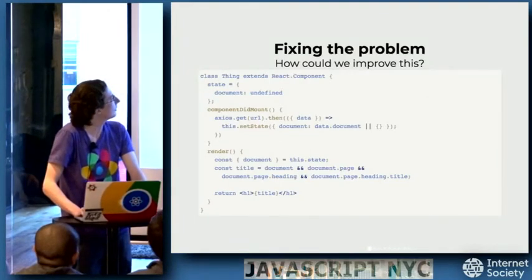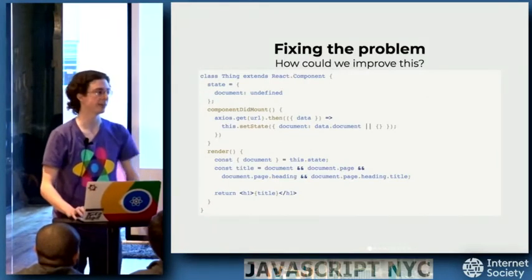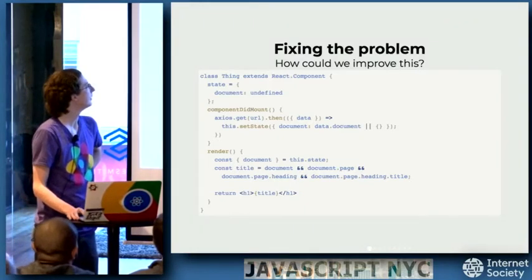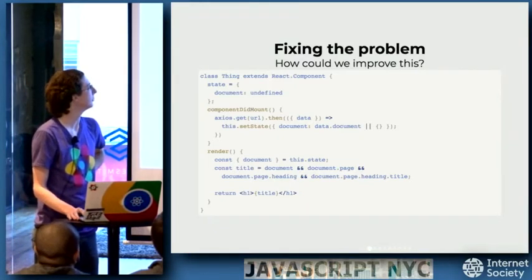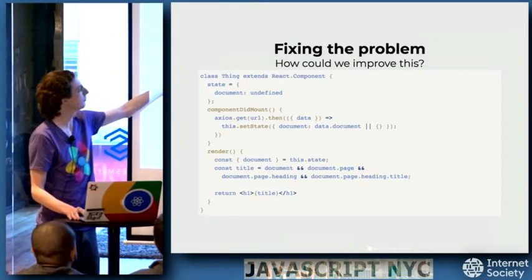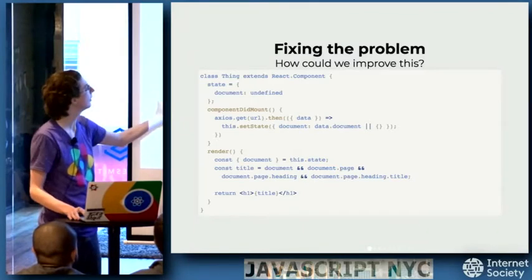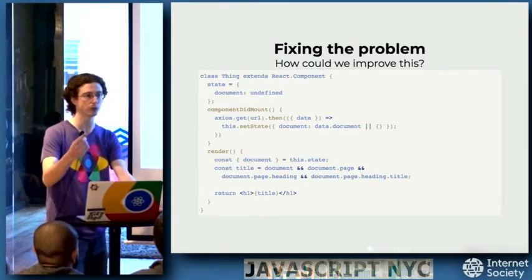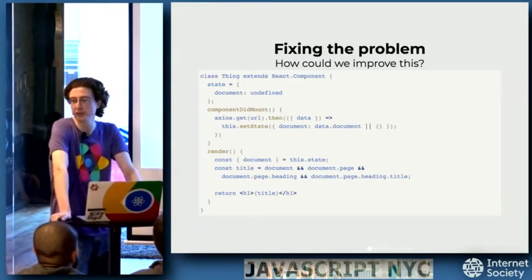So, bringing up a specific code example of fixing these problems. Here we have a pretty simple React component that makes an API request on component mount and renders a title. It uses both of those bad patterns that I hate from before. So what can we do to make this better? What are a couple of changes?